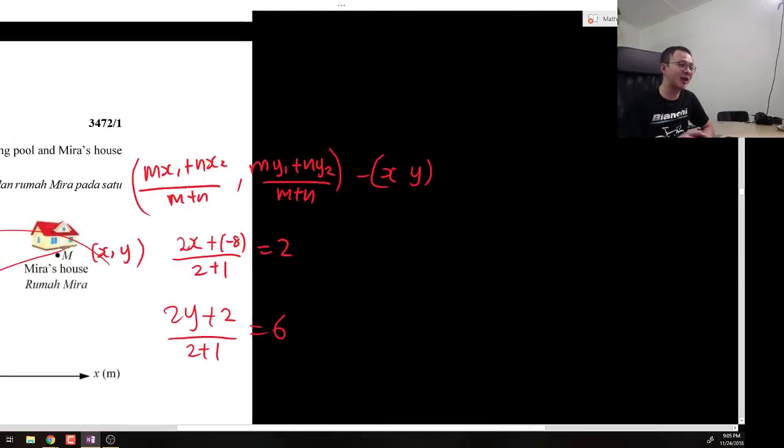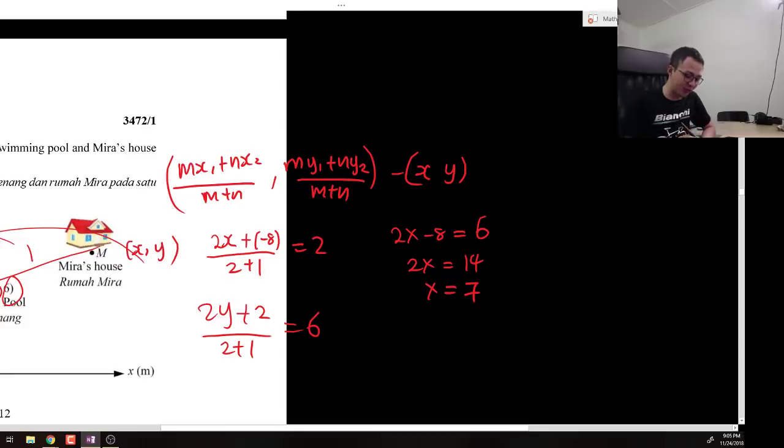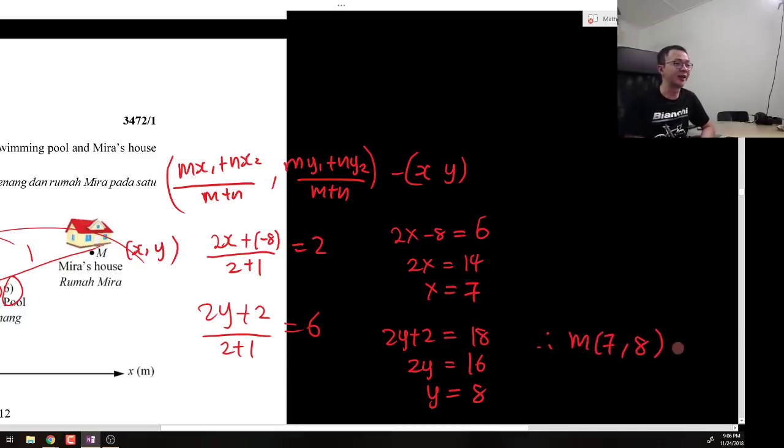Obviously here you can see I am actually solving. So this one is 2x minus 8 equals 6. So 2x equals 14. x equals 7. Then I will do the same thing here: 2y plus 2 equals 18. 2y equals 16. y equals 8. Therefore, Mira's house is (7, 8).